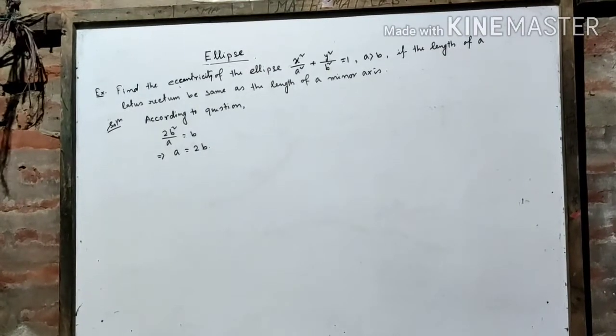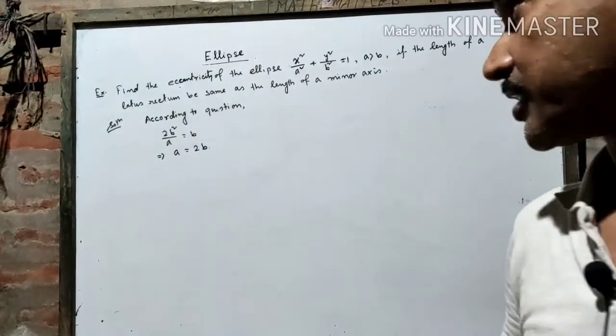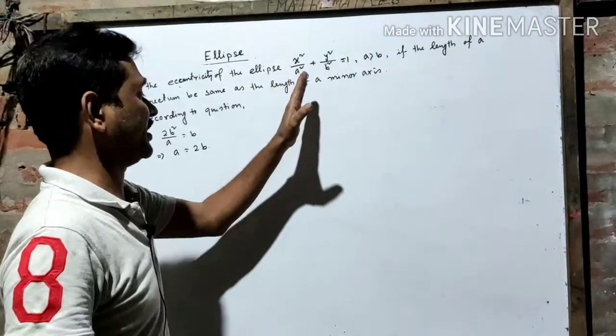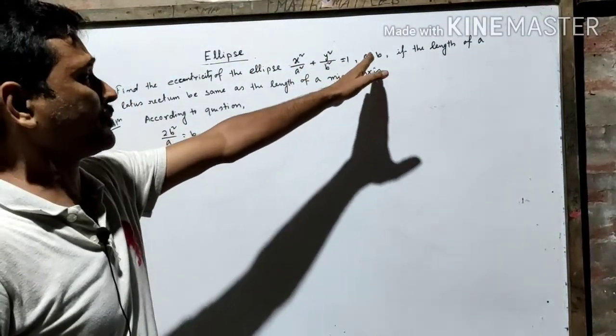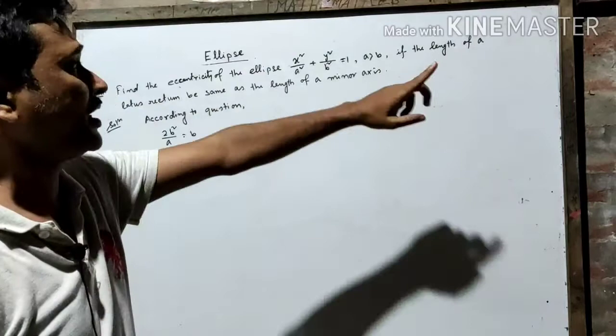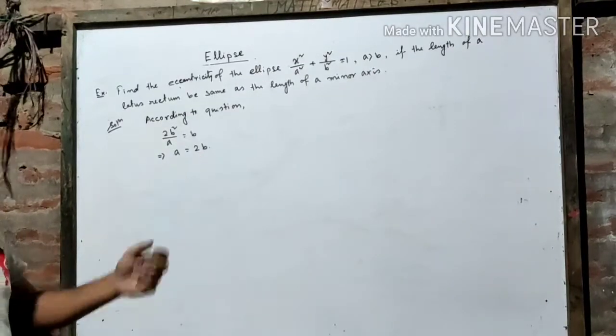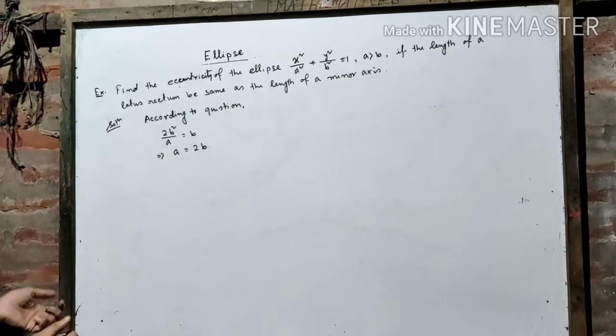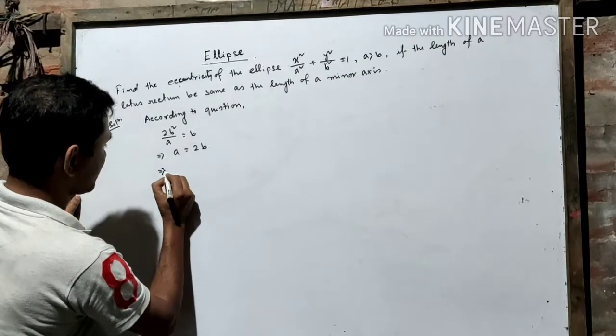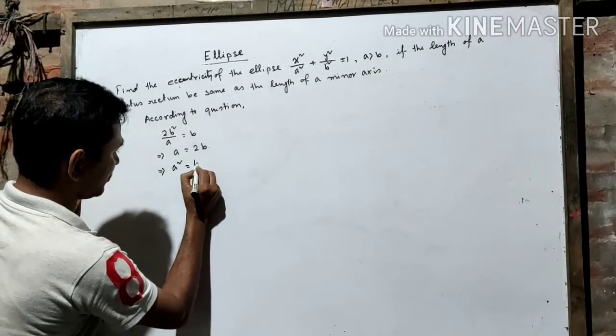Okay, there is a correction. Find the eccentricity of the ellipse x square by s square plus y square by b square is equal to 1, a greater than b, if the length of a latus rectum is the same as the length of a minor axis. So from here we are to find the eccentricity of the ellipse. This implies s square is equal to 4b square.